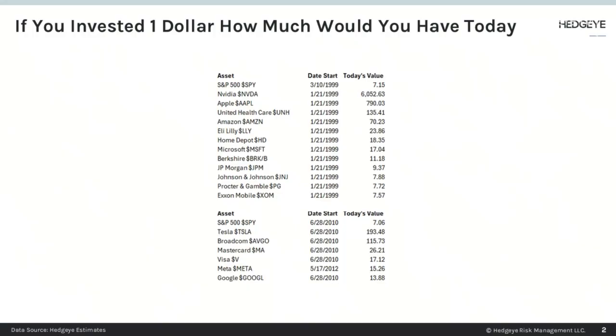Okay, so then we come down. These are just companies that came into existence after 1999. So this starts on June 28th of 2010. That's actually my birthday. Let's go. Wonder why you chose that day.